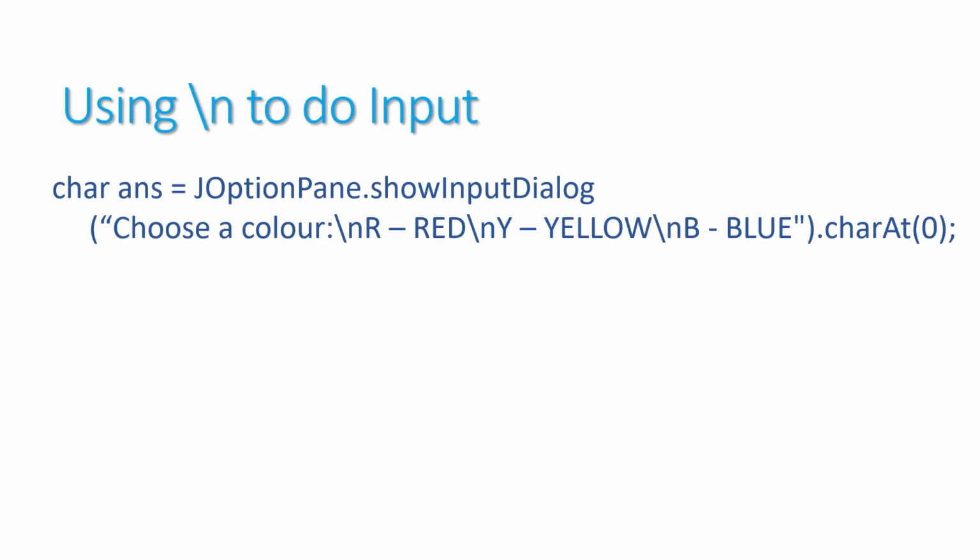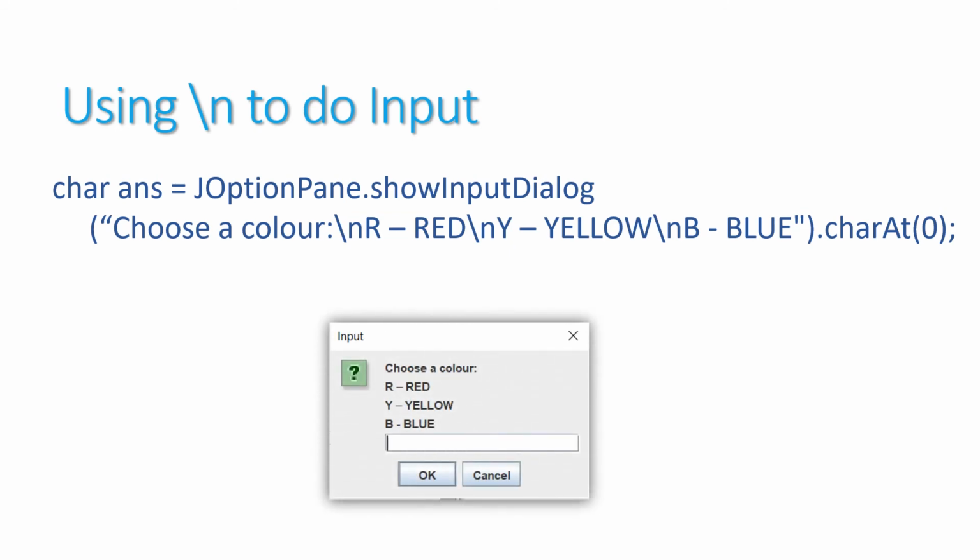Then to do input, we can also use \n to give the user a really neat message. So here we've got char ans equals JOptionPane.showInputDialog, "Choose a color \n R for red, \n Y for yellow, and \n B for blue", dot charAt(0). So this is going to give us a nice little window or a frame where our long string with all the \n's gets printed. You can see the R for red is after a \n, the Y for yellow is after a \n, and the B for blue is after a \n.